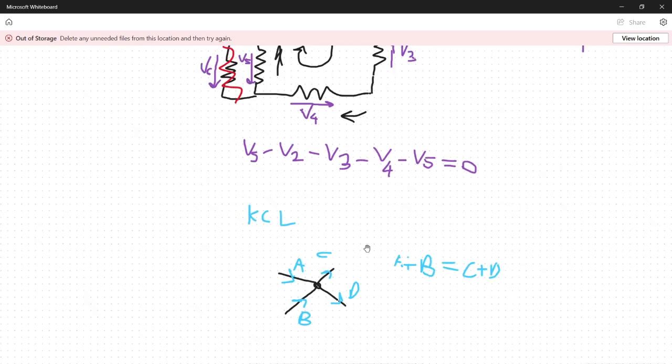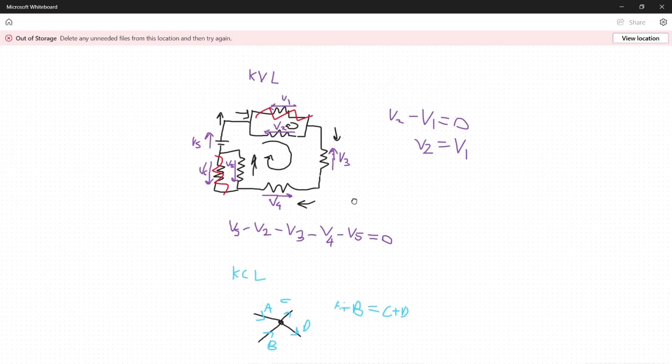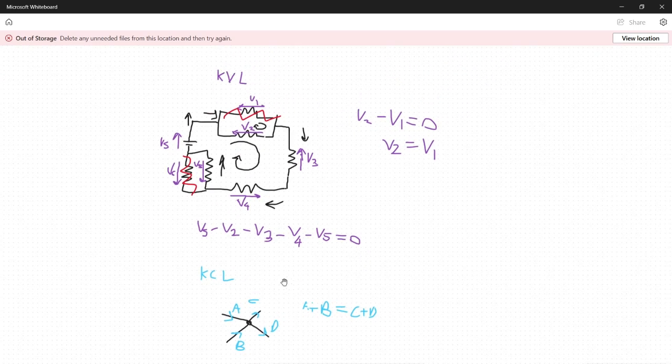And that's all you really need to know with Kirchhoff's laws. These are really foundational and will help you to actually understand circuits better.